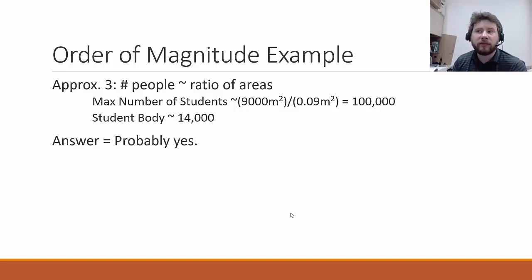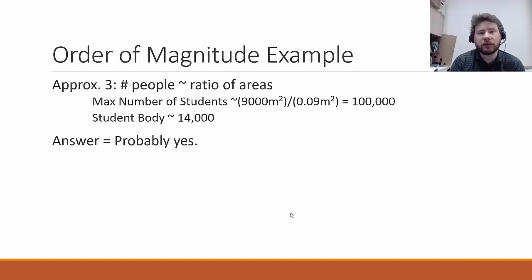Again, maybe we're off by a factor of 2-ish. Maybe it's 70, maybe it's 50, maybe it's actually more than that because there are different layers that you can stand on. Maybe it's actually more like 120,000 people you could fit in there. But it's probably doable because this estimate still gives you about 10 times too much. It'd be more comfortable if we got an answer that was 1,000 times or 100 times larger or smaller, so that you could be absolutely sure.